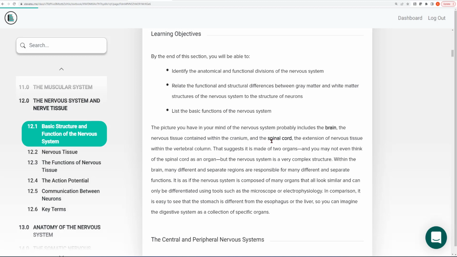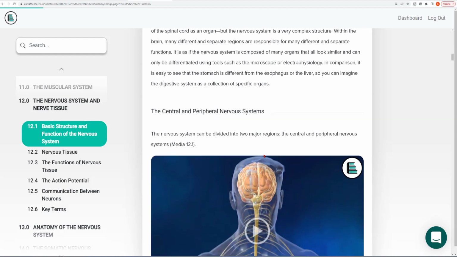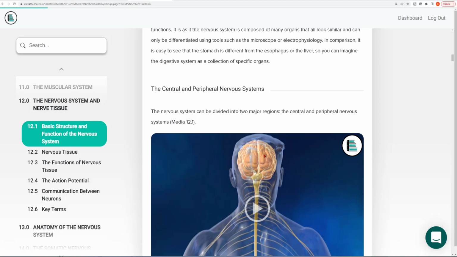So we'll be discussing this quite a bit, and we'll be looking specifically at many of the parts of the brain and of the spinal cord. So we can divide it up into a couple different ways. One is discussing the central nervous system, the CNS, versus the peripheral nervous system, the PNS. So the CNS or the PNS.